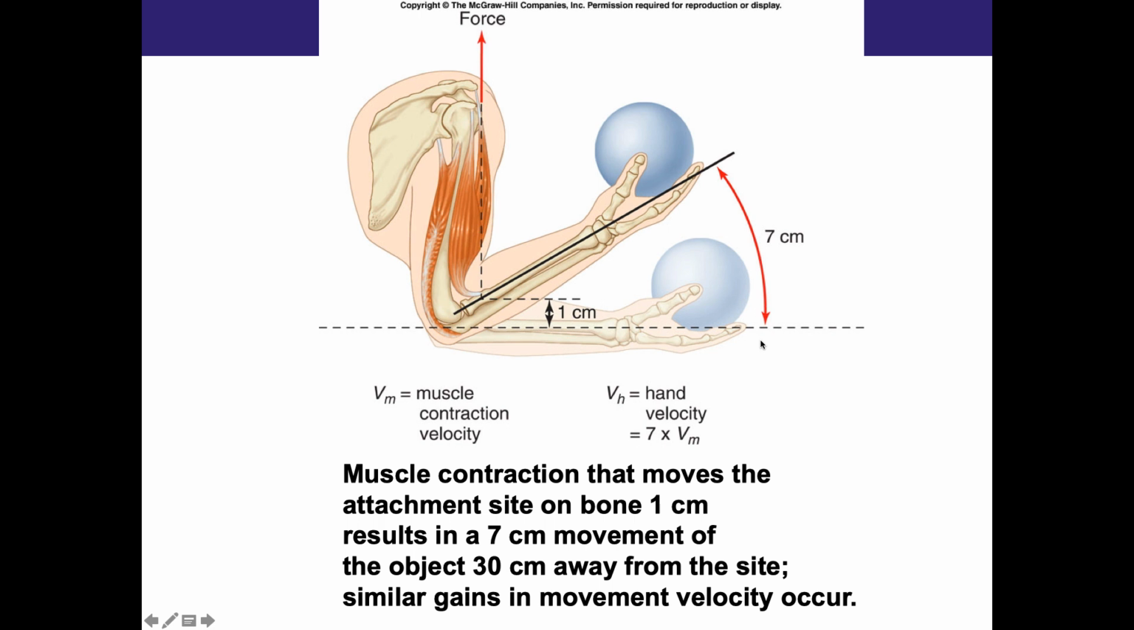Here's the take-home message. This is the biological advantage. Number 1, a small degree of shortening produces large movements of the hand. And the speed of hand movement is significantly increased relative to the initial shortening velocity. So you get similar gains in velocity. This gives us a biological advantage.